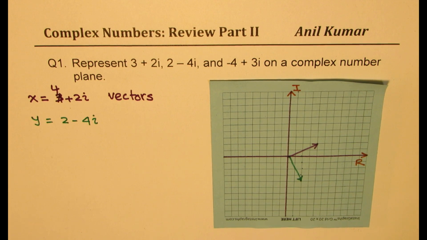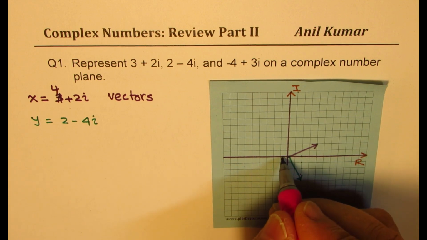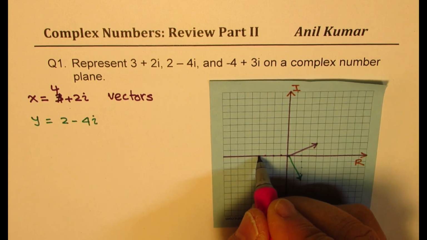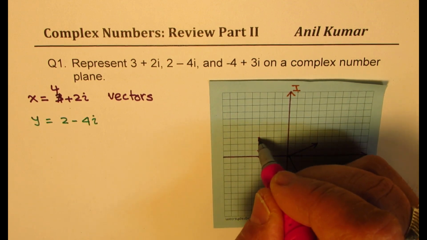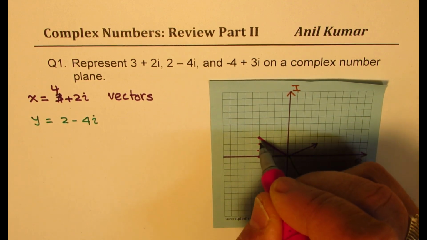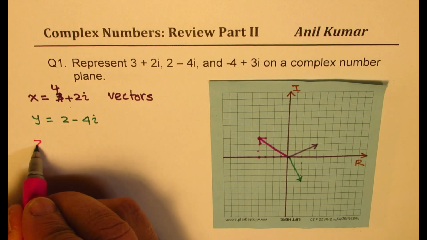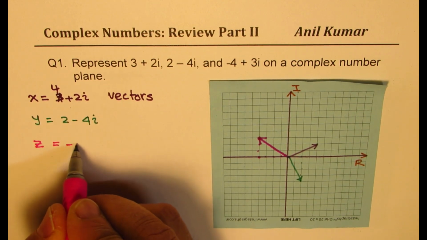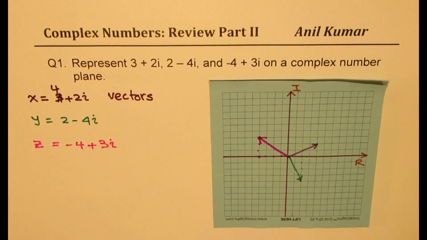The last one here is minus 4 plus 3i. So 1, 2, 3, 4, that is minus 4, and then 1, 2, 3 up. When you join with the origin, it gives you the complex number, let's call this z, equals minus 4 plus 3i. Okay? So that is how you can represent complex numbers on a complex number plane.